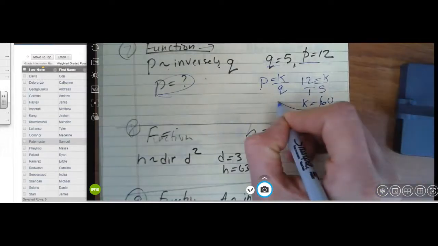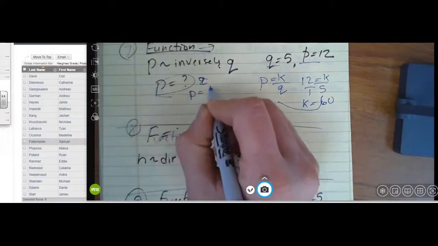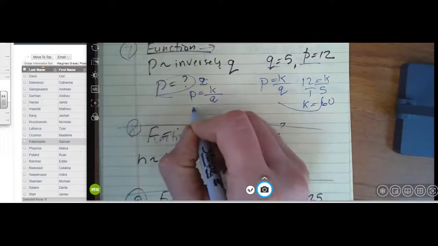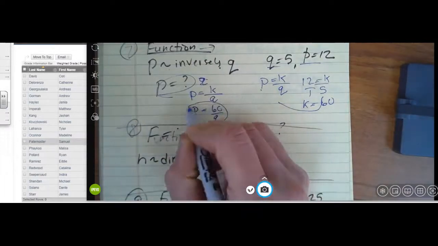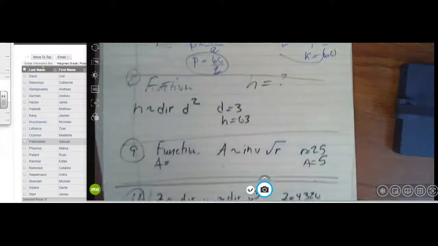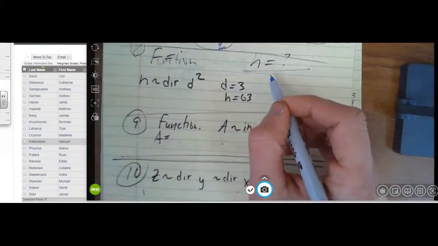And then we replace that value into the original equation, which is what they want. They want P equals K over Q. So we're going to get P is equal to 60 over Q. And that's all they want for that one. For number 7. For number 8, they want a function, h equals. That's what they're looking for, h equals.